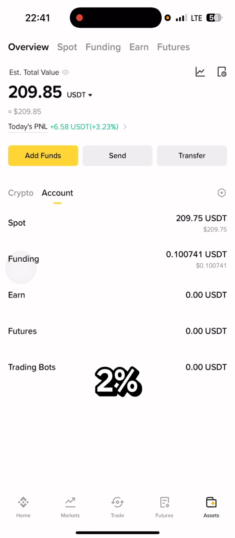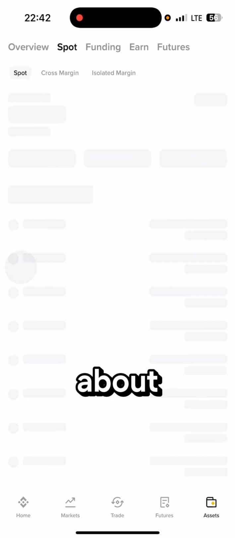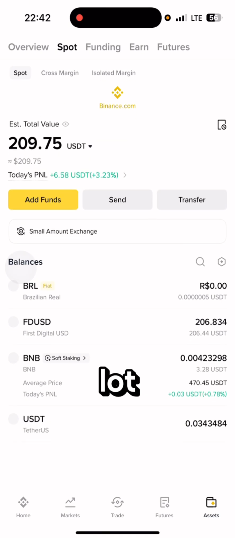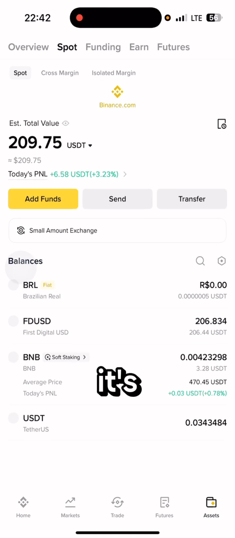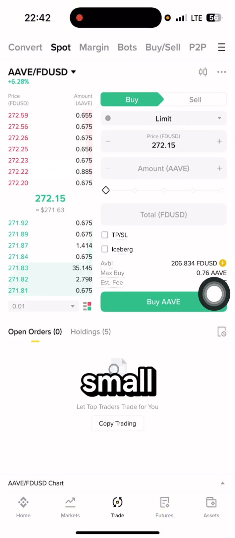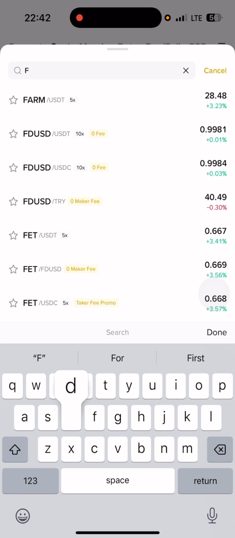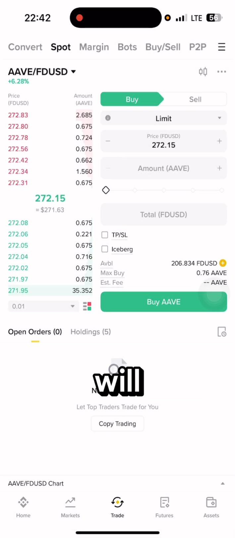We made about, I think, way more than 2% or 3% or thereabout. Imagine using a very decent capital to do this, you would have made a whole lot. But it's always best to try out with small money before you think of using bigger money, to see how sustainable it will be.